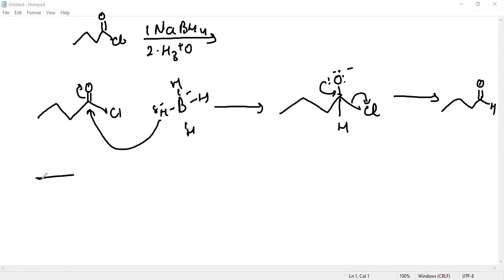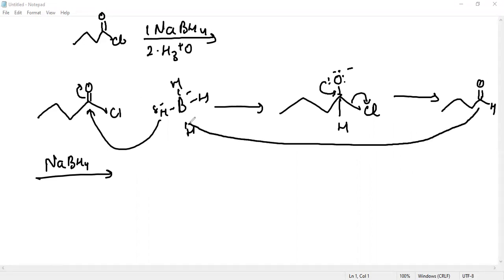If you have more sodium borohydride left in the solution, what will happen? This will go ahead and make the attack on this one, right? So another hydrogen will make the attack. Let's say this hydrogen attacks over here, this carbonyl carbon, which is electropositive, and I will write the result over here. As a result, this will be pushed back, and this oxygen will have a negative charge.